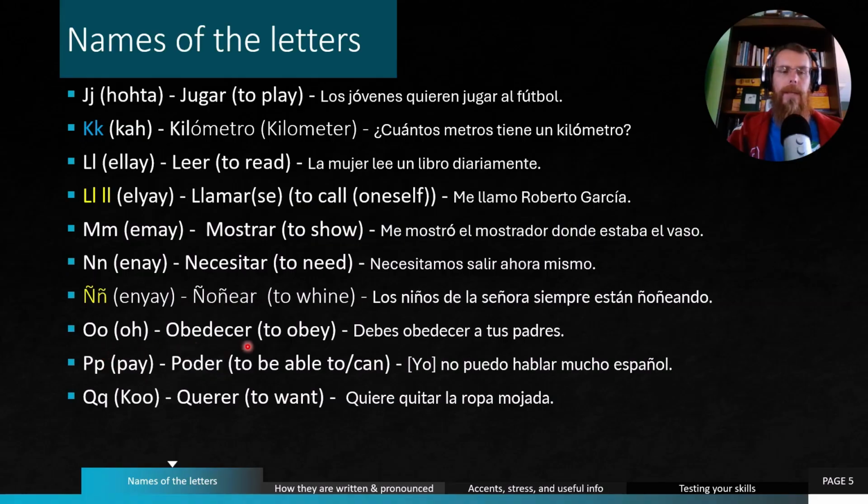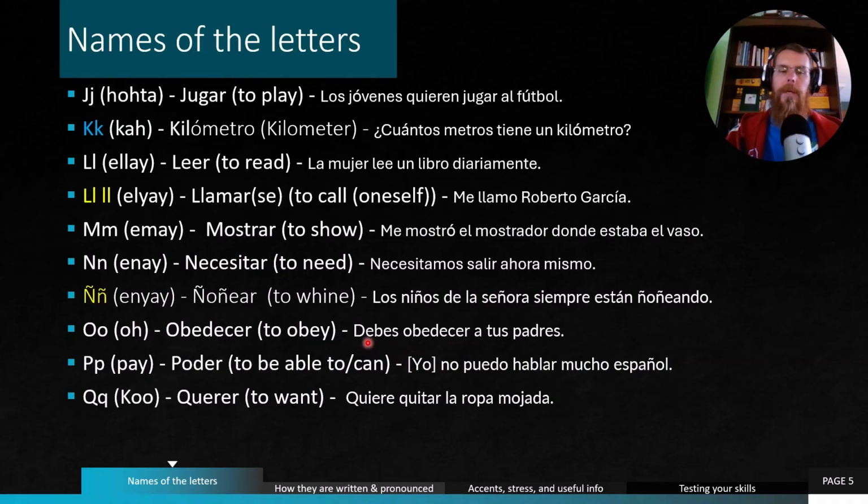All right, O, and obedecer. Obedecer, which means to obey. And the example is debes obedecer a tus padres. You should, debes, this is in the informal conjugation. It has an S on the end. This is how you know. And we'll get into that when we get into verbs, but debes means you should or you must. Obedecer, you must obey. Debes obedecer, it means you should obey or you must obey.